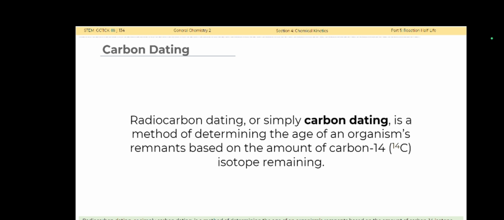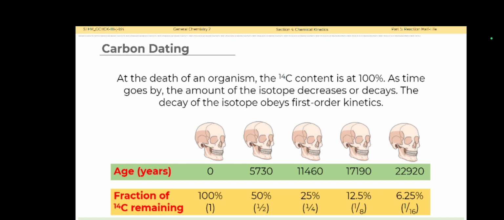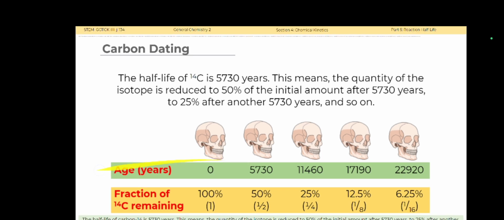Radiocarbon dating, or simply carbon dating, is a method of determining the age of an organism's remnants based on the amount of carbon-14 isotope remaining. At the death of an organism, the carbon-14 content is at 100%. As time goes by, the amount of the isotope decreases or decays.